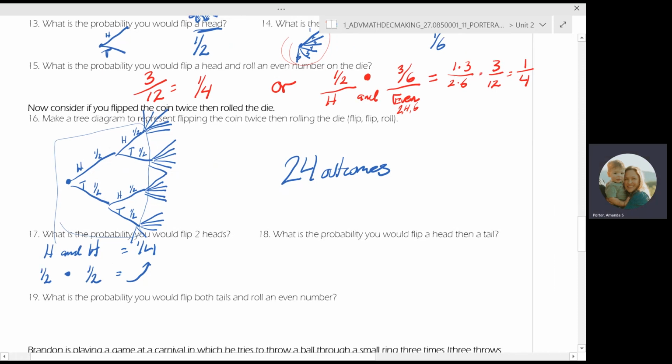What is the probability you would flip a head, then a tail? So this would be head and tail, and it sounds like the order matters here. You're going to flip a head the first time, and then you're going to flip a tail. Or you can see it on the tree as you flip a head and then a tail. So there's 1 out of the 4.